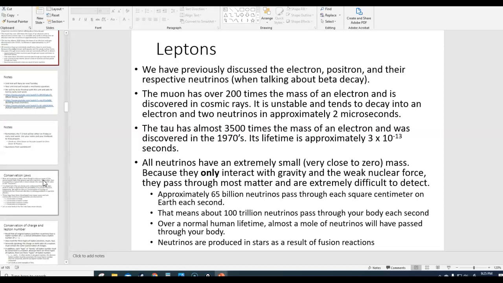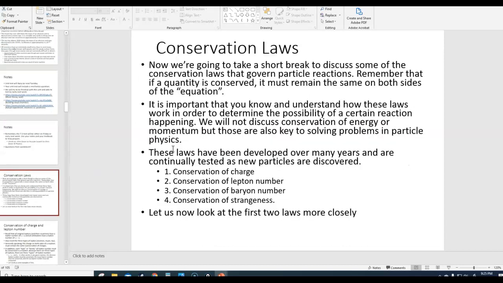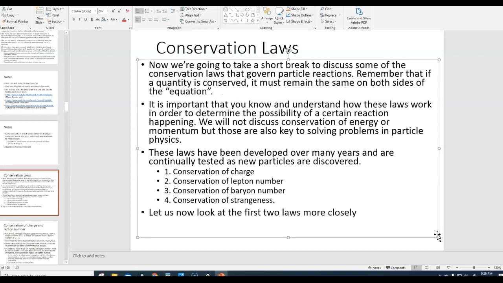Okay, so anyway, let's talk about conservation laws, and these are going to be critical for doing most of the problems that you'll see in this unit. The way a conservation law works, and we've seen some conservation laws before, is that you have some type of quantity that is conserved, meaning fixed, that is the same both before and after something happens. In other words, you can think of it like an equation with two sides, and whatever is conserved has to be the same amount on both sides.